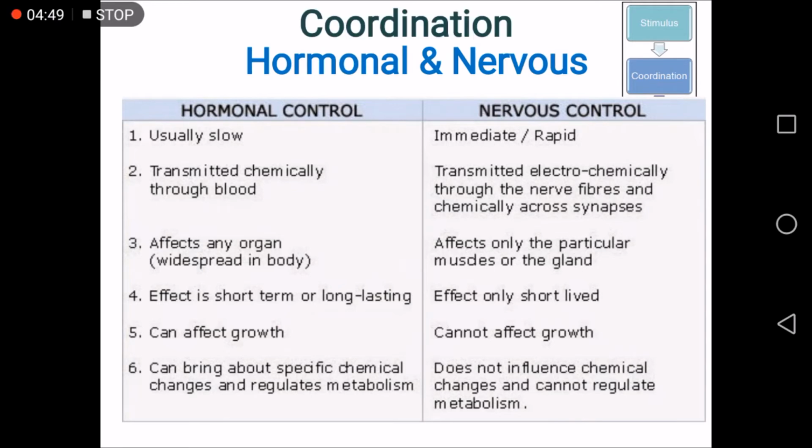As for hormone, it will cause long lasting changes in the body or organs. That hormone can affect growth, but nerve cannot. And then hormone can bring out specific chemical changes to regulate metabolism. Metabolism is very related to hormones. But nerve control is not. It does not regulate the metabolism. It also cannot influence the chemical changes, but it can only give us some response to it.